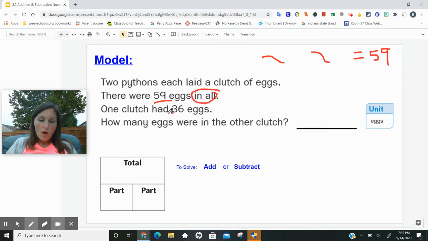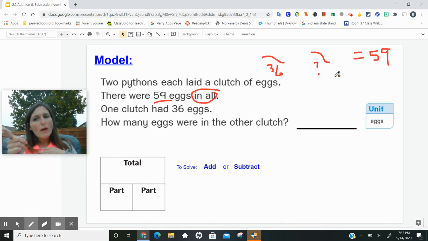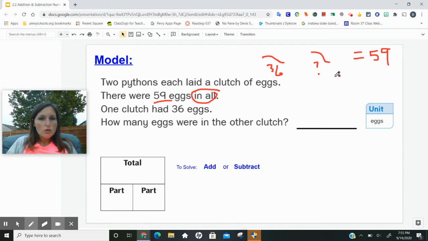Okay, now it says one had 36. So I'm going to label this one had 36 eggs. But for this one, we don't know what the other snake had. It wants to know how many eggs it has, so I'm going to put a question mark here. So this is one way that I could solve this, by drawing pictures. And this is really good to help visualize what's going on in the story.